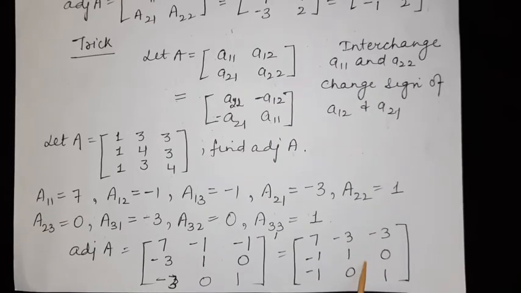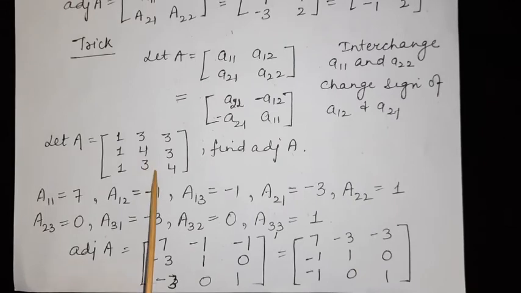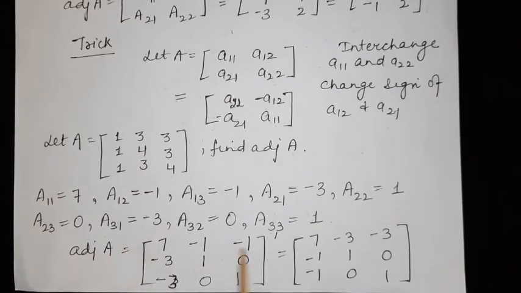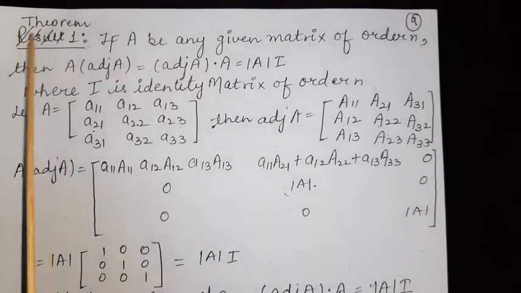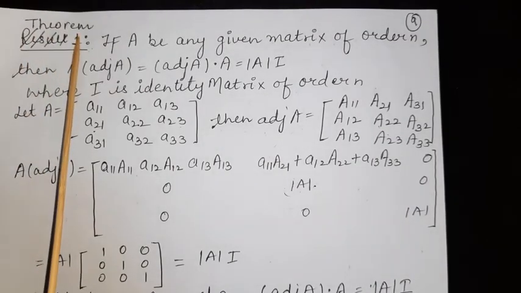And this is nothing but the adjoint of our matrix A. Adjoint is nothing but the transpose of the matrix of cofactors, and when you take the transpose, you get the adjoint. Now class, we have some very important theorems related to this topic.